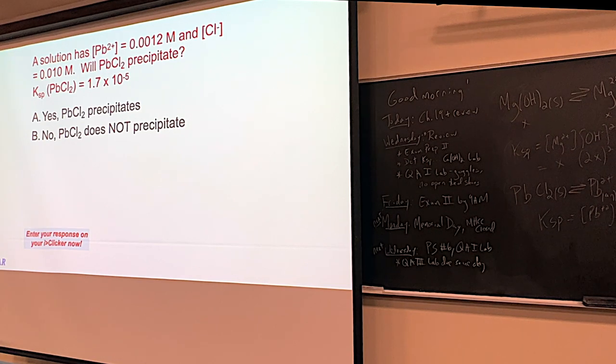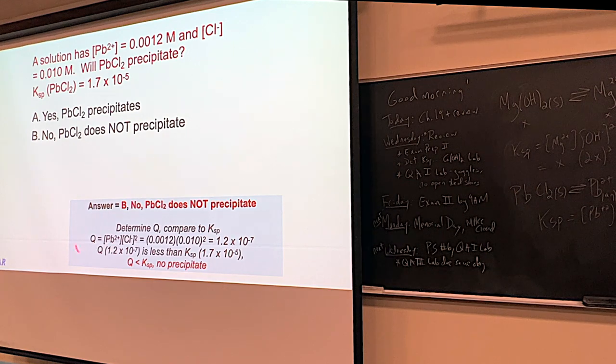So the way I would do it, again, solve for Q, and when you do that, lead times chloride squared, you get 1.2 times 10 to the minus 7. Now this is the Q value, and that Q is less than KSP, 1.7 times 10 to the minus 5. So in this case, because Q is less than K, no solid forms.